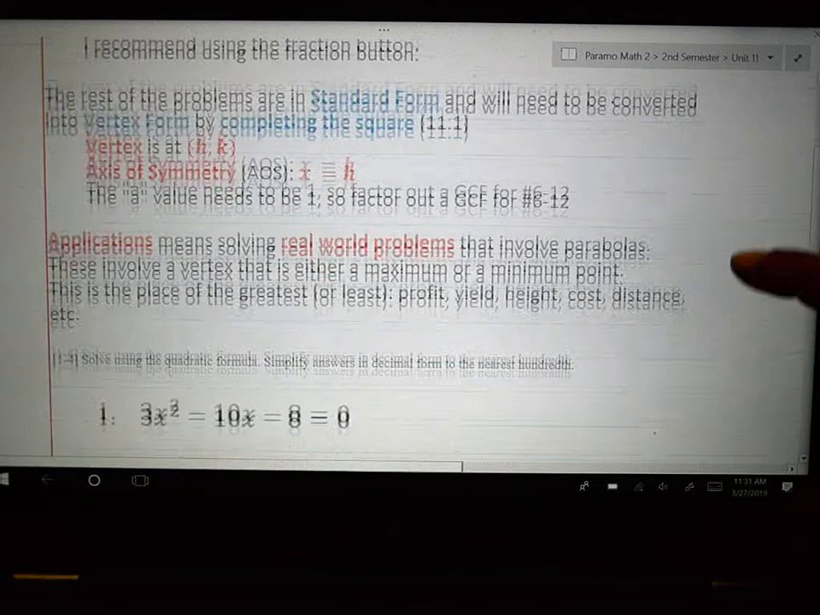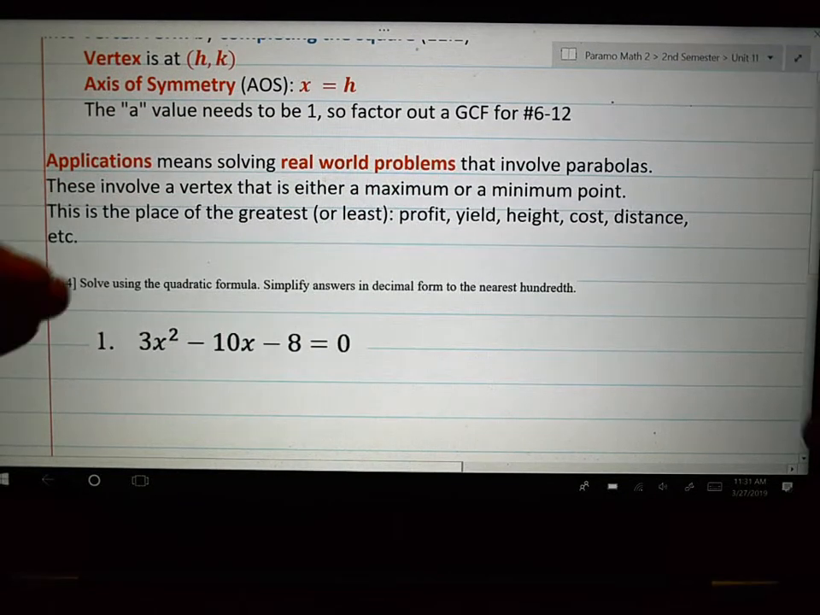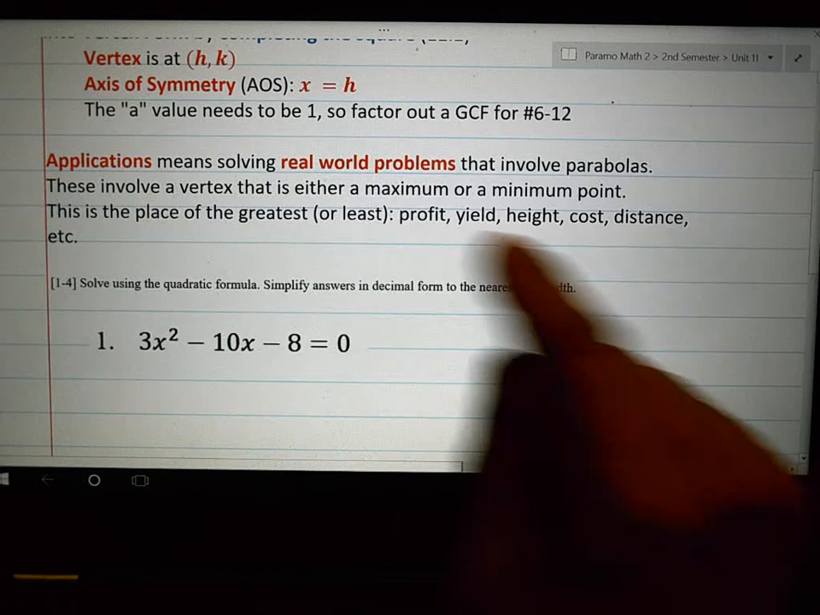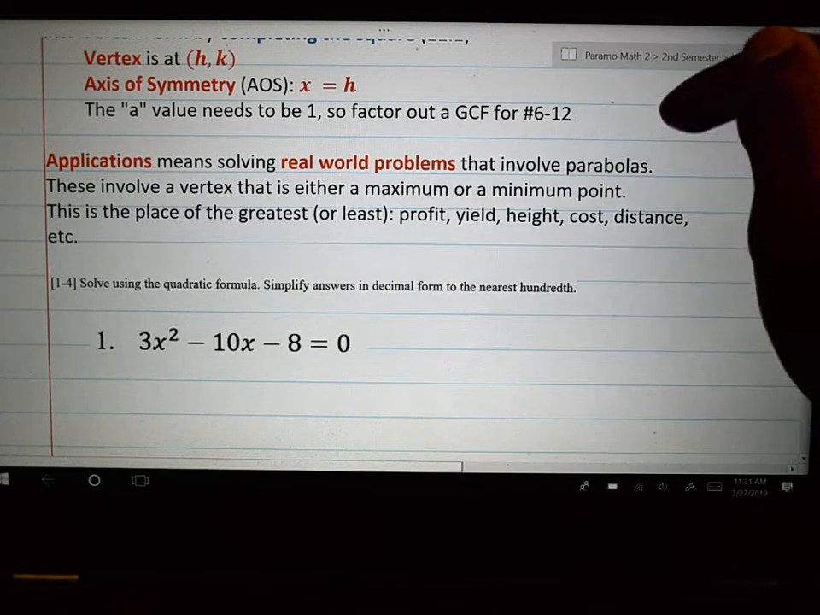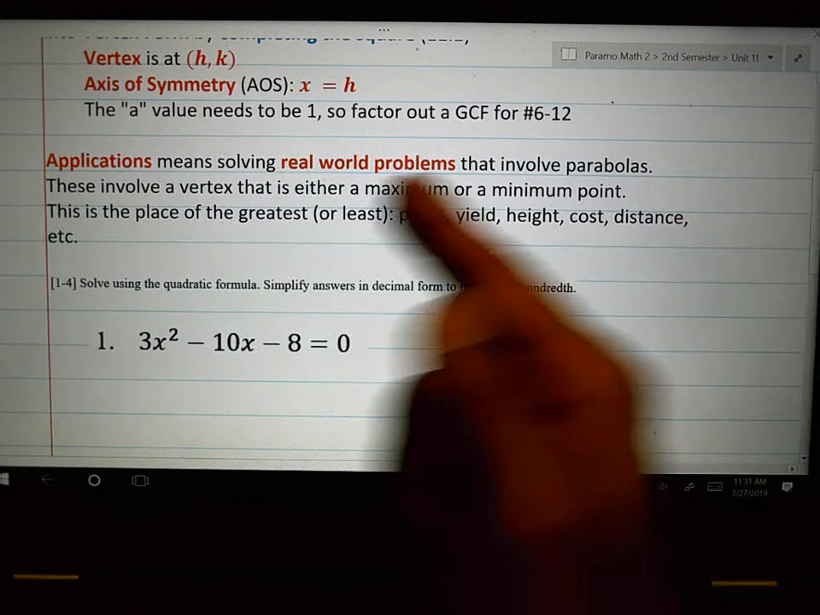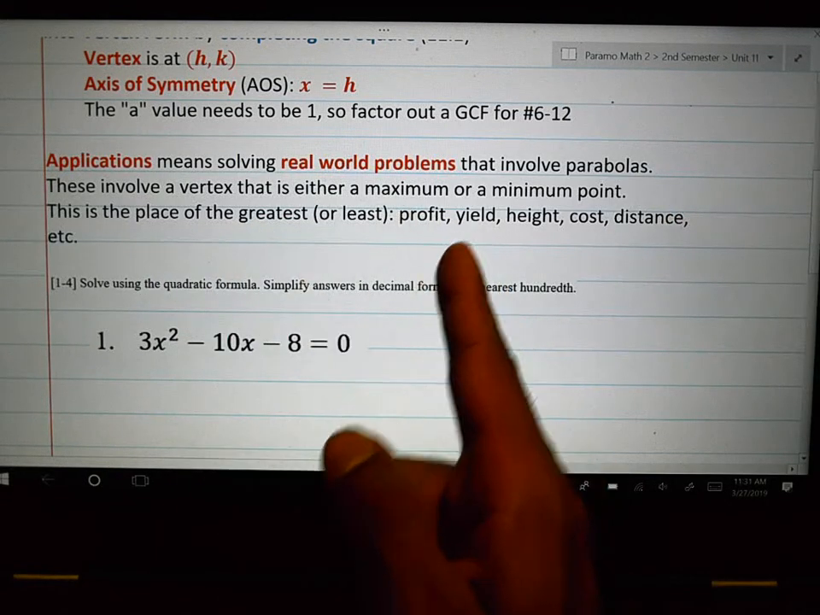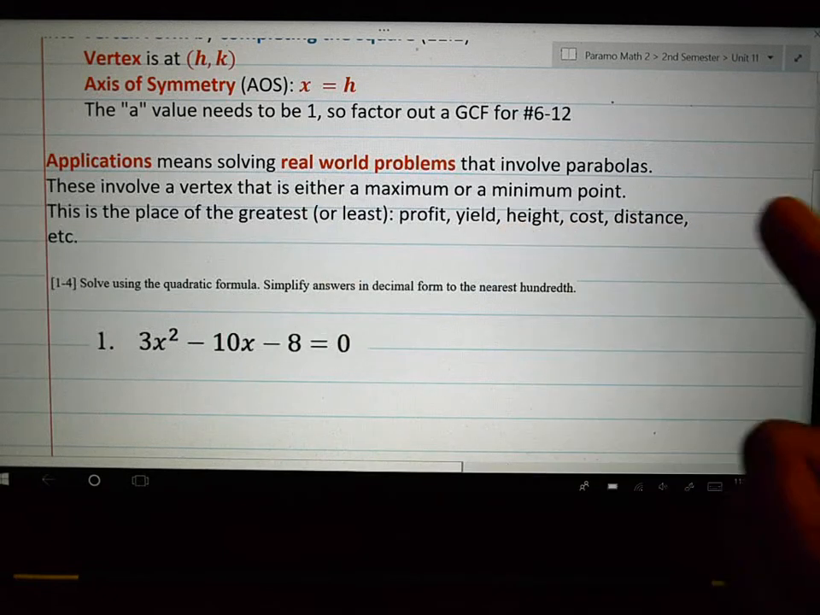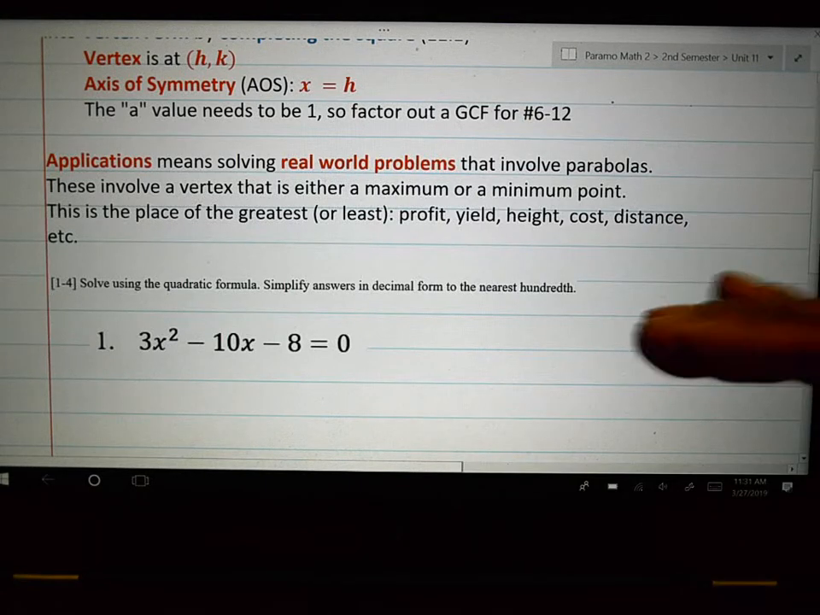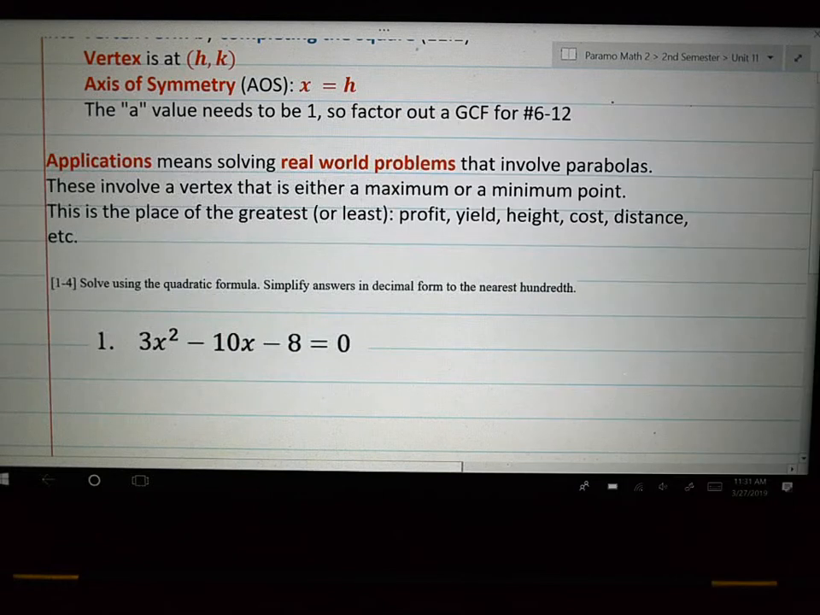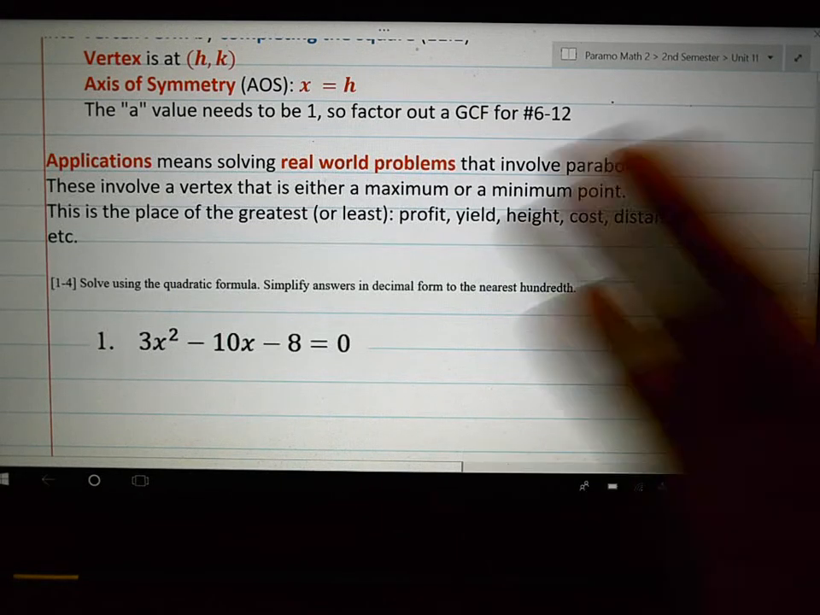That's a reminder to you, because some of these problems are going to be dealing with word problems. And every single word problem, if you think about a maximum or a minimum point of a parabola, the highest point is going to be the place where you would have the maximum or greatest profit or yield, or the greatest height, or the greatest cost or distance, depending on what is graphed. So all of our word problems that we have to do will end up being parabolas, and finding the vertex will help us find the max or minimum or greatest point or least point.